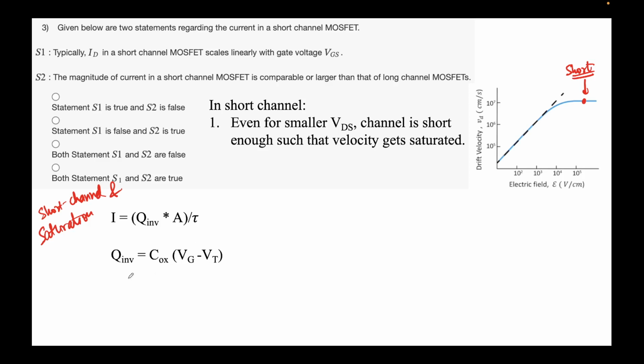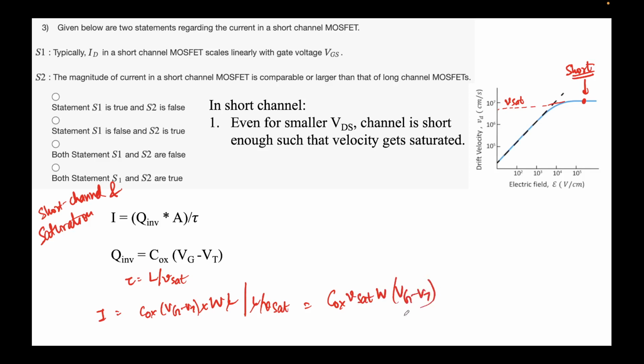And tau we can write as the length, that is L, divided by the speed, which is Vsat. Let's call this velocity Vsat. And let's put both of these terms here. So I equal to Cox times Vg minus Vt times area, which is W into L, divided by tau. Tau is L over Vsat. L and L get cancelled. What you get is Cox times Vsat times W into Vg minus Vt. So what we are seeing here is the drain current, the drain current for a short channel which is in saturation.